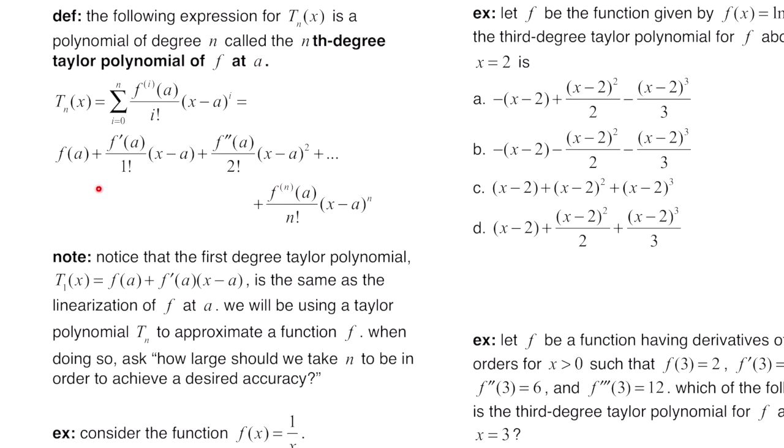So here's the formula that we're using for our nth degree Taylor polynomial. And you'll notice it looks very similar to a Taylor series. It's just that it's a polynomial, so it's going to stop with its highest power of n.